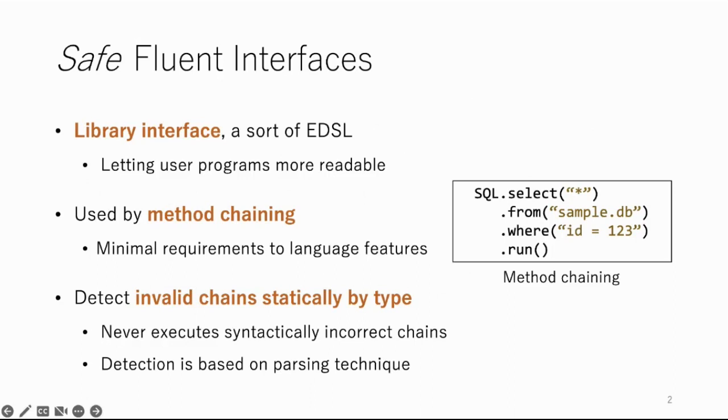We say a Fluent interface is safe when it detects incorrect chains and prevents execution of them. This detection can be done by type checking. We will show later how to make a type checker to detect such incorrect chains.